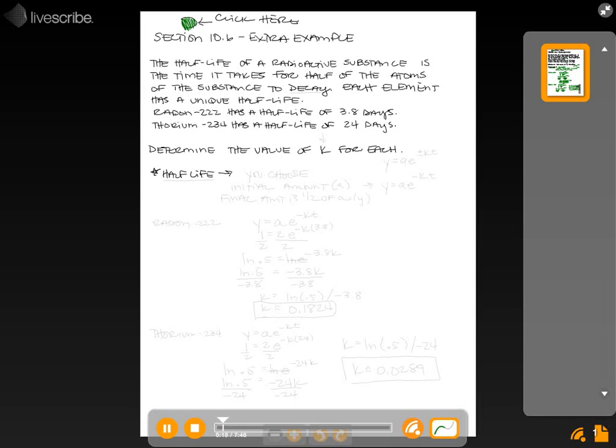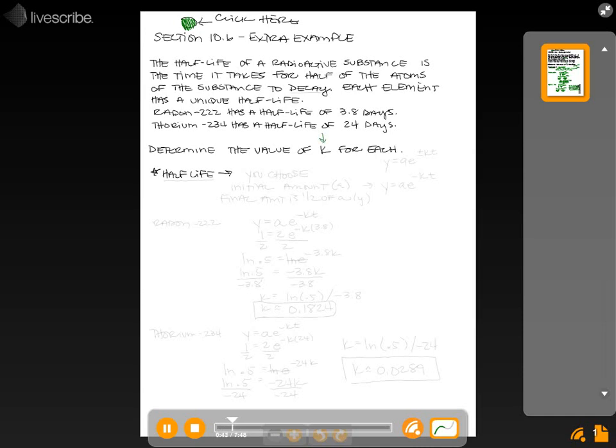It says the half-life of a radioactive substance is the time it takes for half of the atoms of the substance to decay. Each element has a unique half-life. Radon-222 has a half-life of 3.8 days. Thorium-234 has a half-life of 24 days. The problem says to determine K for each of these elements.